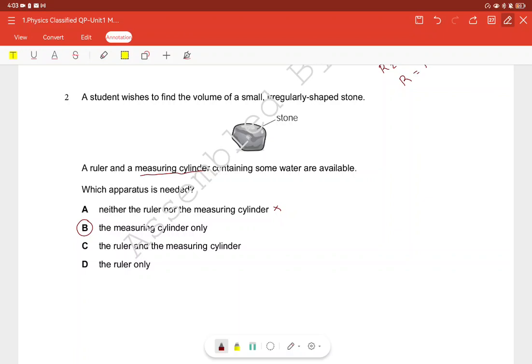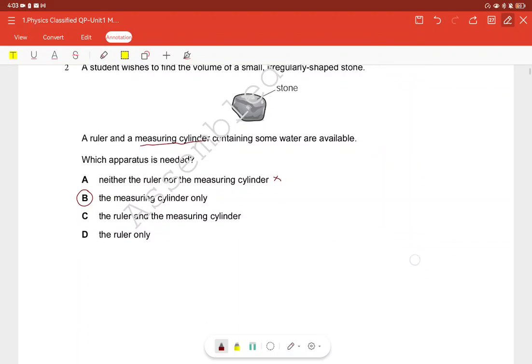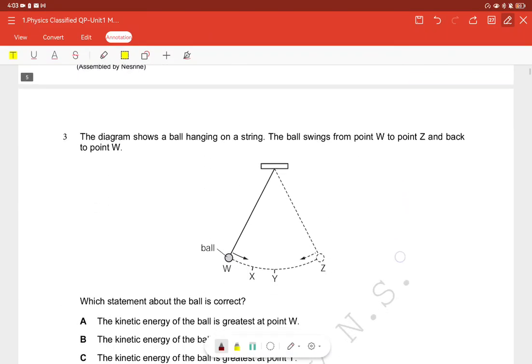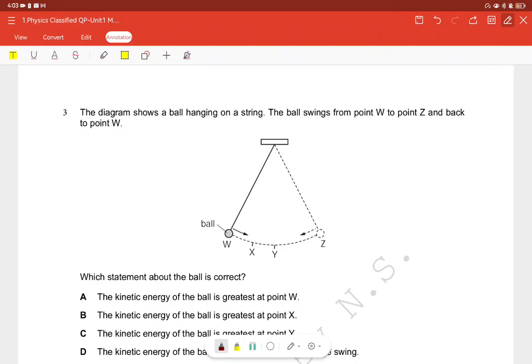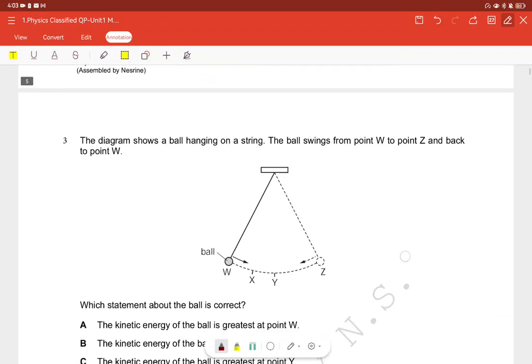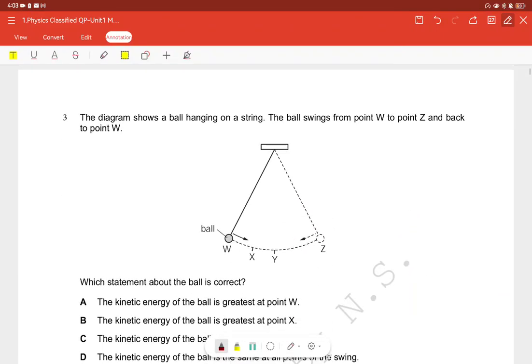We place it inside the measuring cylinder and we see the volume before we immerse it and the volume after. We find the difference between them, which gives the volume of the rock or the stone.